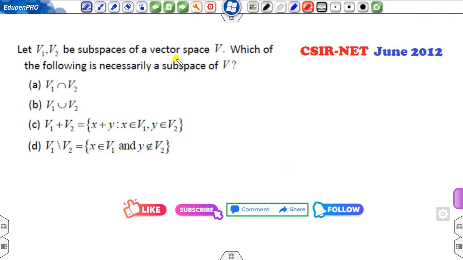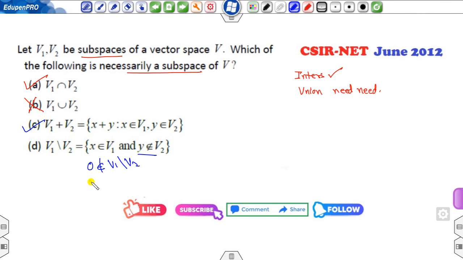V1 and V2 are subspaces of the vector space. Which of the following is necessarily a subspace? We all know the intersection is always a subspace. The union need not be a subspace. So the first option is correct. The second is cancelled. The sum is always a subspace. This one, 0 does not belong to this part. If I take it as 0 comma 0, clearly the second element does not belong to this. It is not a subspace. So the right answers are A and C.